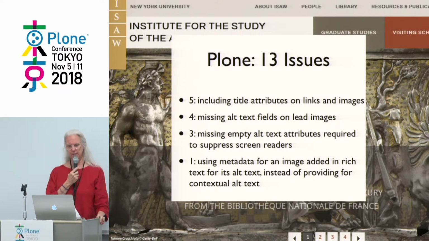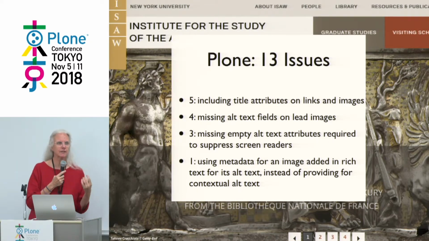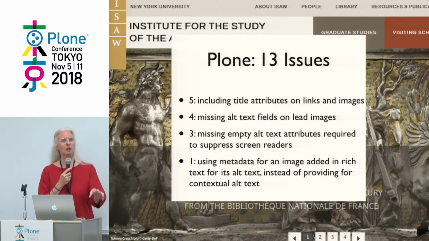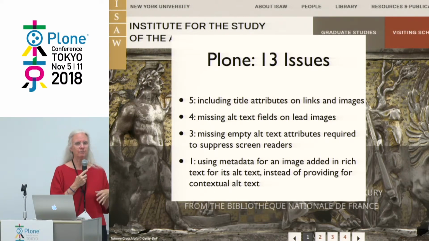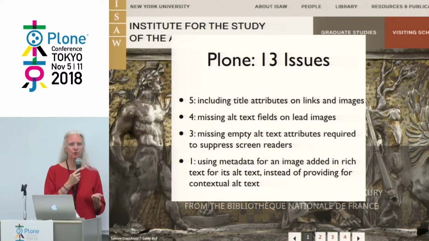4 were missing alt text fields on lead images. So we used the usual Plone stuff, which, depending on whether it was an Archetypes content type or a Dexterity content type, we added lead images to things. When you add a lead image, it doesn't include a way to fill in alt text for the image. So that's an issue, and it isn't filled in automatically or whatever. So that had to be addressed.